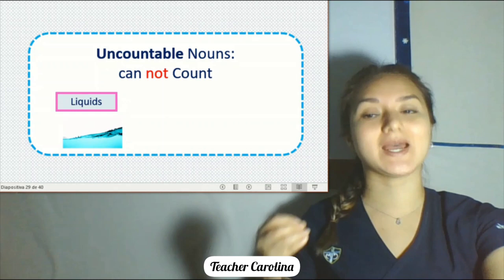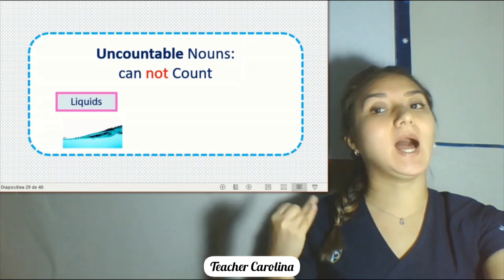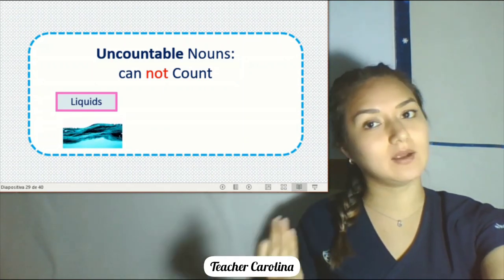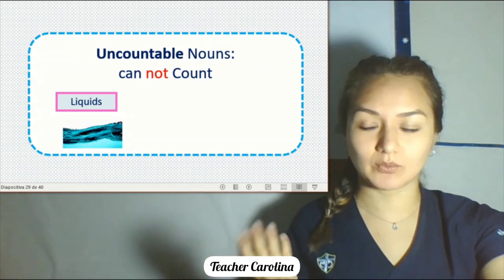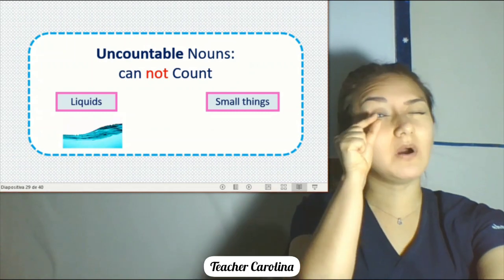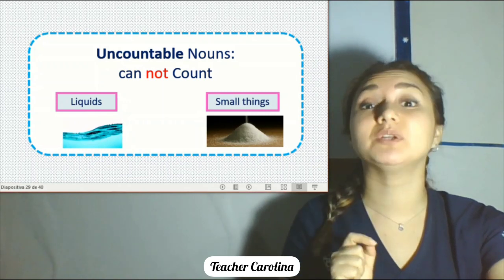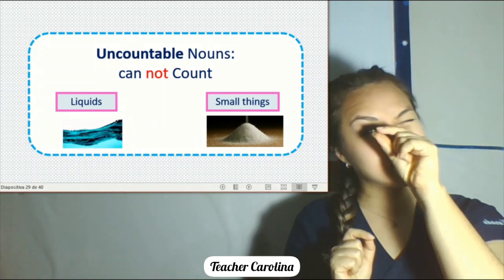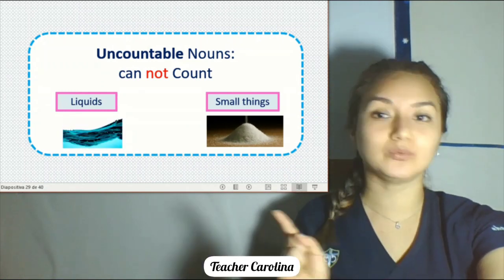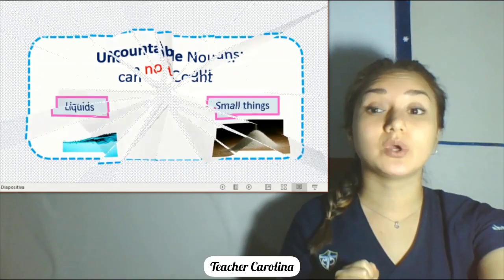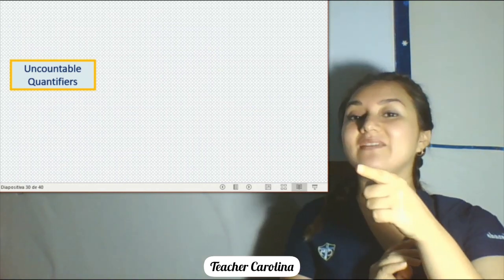All the liquids, uncountable. Water, uncountable. Milk, uncountable. Juice, uncountable, right? Soda, uncountable. Now in here, small things. So take a look. For example, the sugar, right? The sugar is very small, teeny tiny, right? So you cannot count. So for that reason, for the uncountables, we are going to use quantifiers.